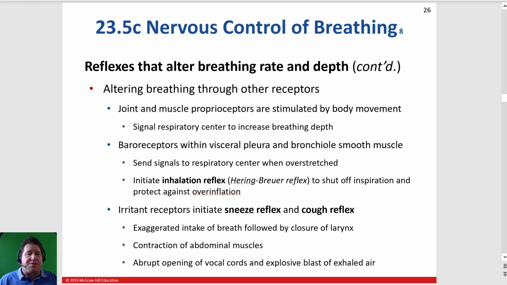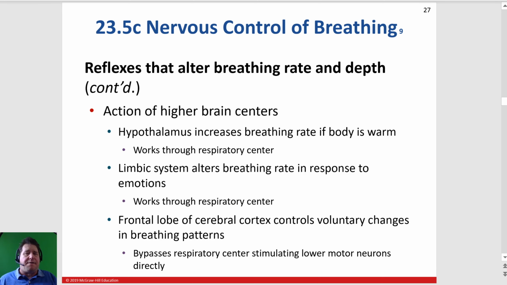So altering breathing through other receptors, joint and muscle proprioceptors. So other things that the body uses to regulate breathing. Baroreceptors in smooth muscle initiate an inhalation reflex, something called the Hering-Breuer reflex. This keeps the lungs from being overinflated. The lungs could be overinflated, and instead it shuts it down as a reflex action. Then there are irritants, reflex, coughing.